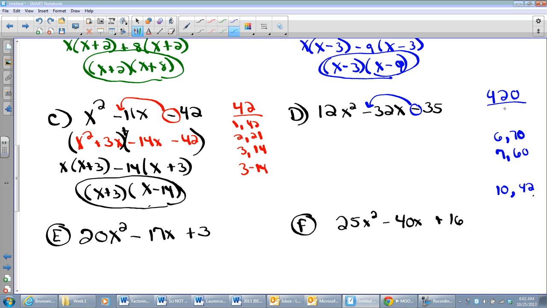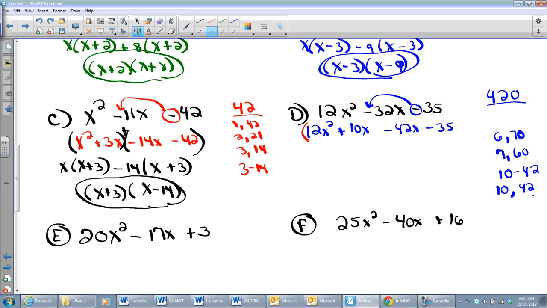So you see I didn't list out all the factors. I'm trying to be smart in my approach. Okay, I want to work smart, not hard. Now, I need to subtract to get negative 32, so the problem will be 10 minus 42. So I come up here, 12x squared plus a 10x minus a 42x minus 35.